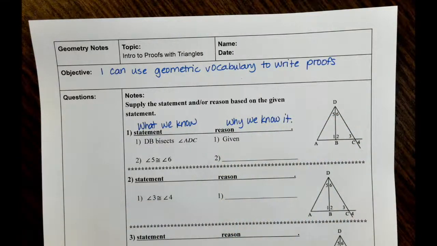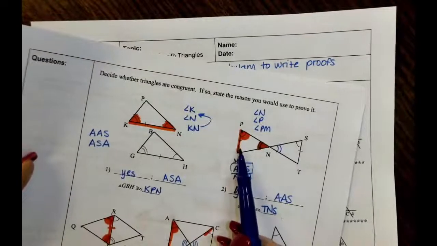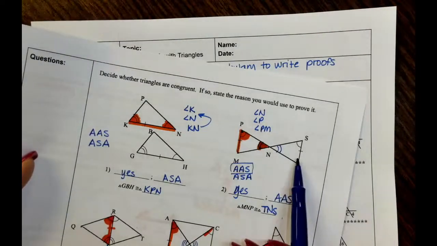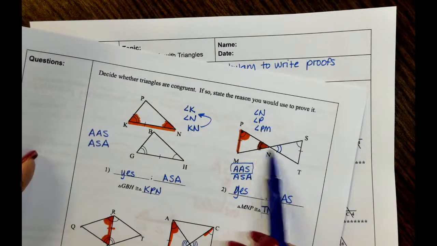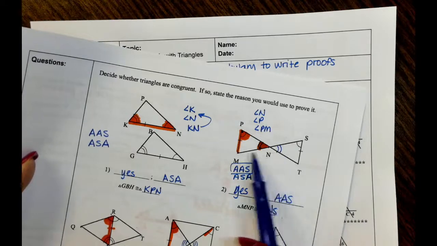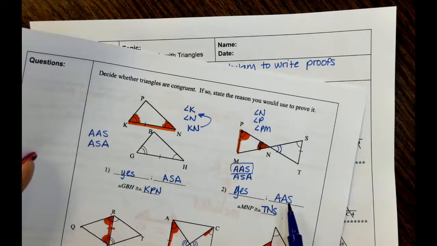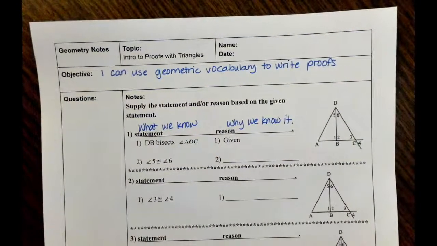We are going to continue. In fact, we have been doing these all along, right? We would go through and I would say, this is congruent to this. Why? Because it was given. This is congruent to this. Why? Because it was given. This is congruent to this. Why? Because vertical angles are congruent. And then we could say the triangles were congruent by angle, angle, side. That is a proof. That's what we've been doing all along. Now we're just going to start putting that into actual writing.